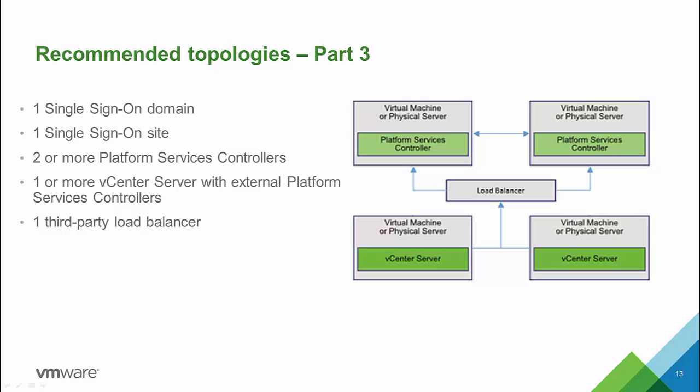At the time of this recording, there are only 2 compatible load balancers available for vSphere 6 platform service controllers, and that is Citrix NetScaler and F5 Networks Big IP. Apache is no longer supported.